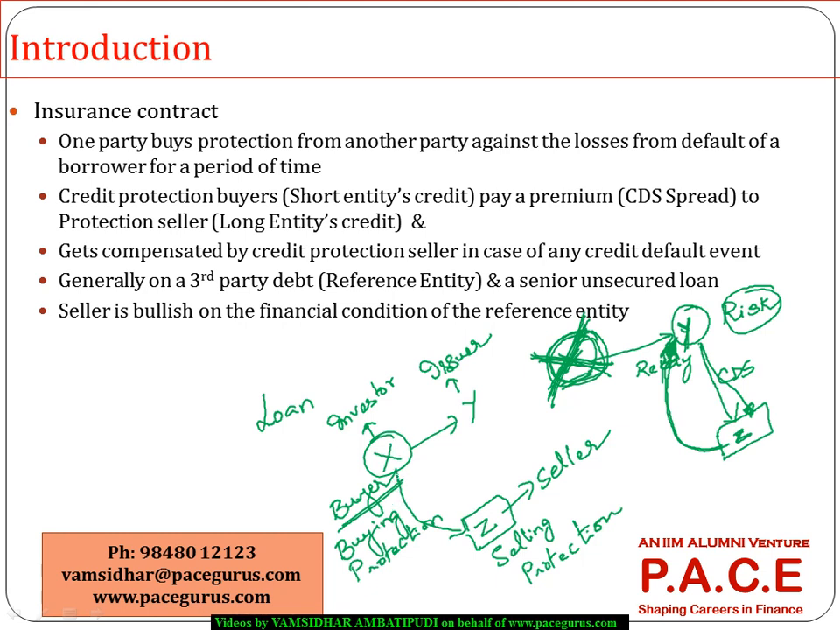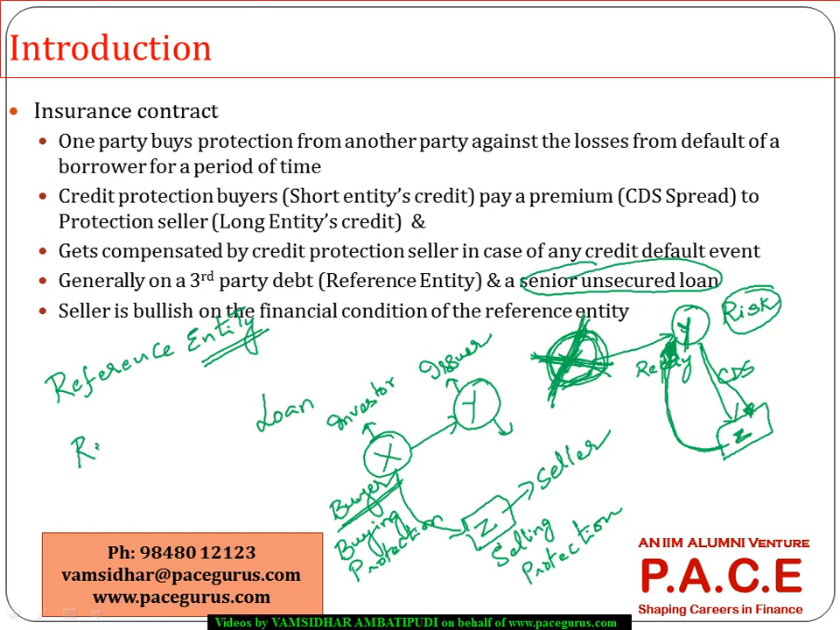So the buyer pays a premium to the protection seller, generally against the default of a third party, and this third party is what we call a reference entity. The third party Y in this example I call a reference entity, and generally it would be a senior unsecured kind of a loan. Or if I am talking about the company which is issuing it, we call it the reference entity.